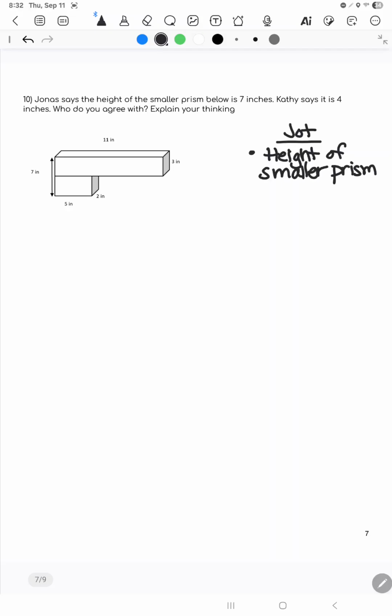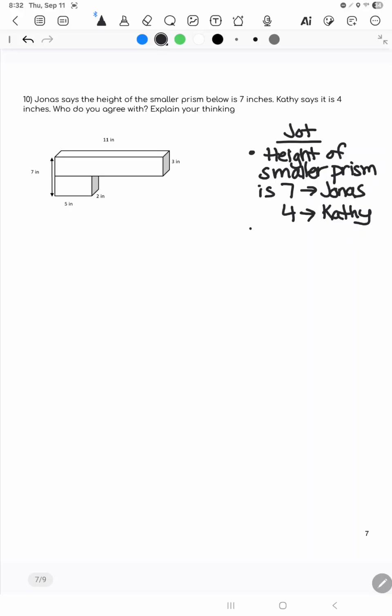I'm going to read it again, thinking about what else I know here. Jonas says the height of the smaller prism below is 7 inches. Okay, height of smaller prism is 7. That's according to Jonas. Kathy says it's 4 inches, so 4 according to Kathy.